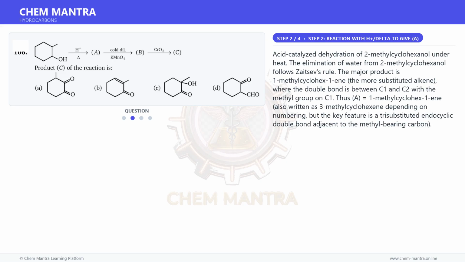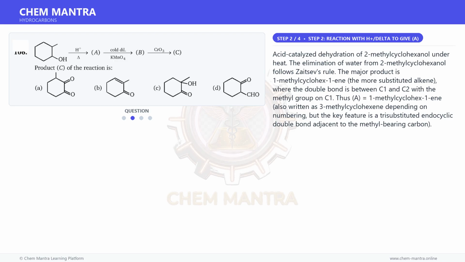Moving on to the next step. Acid-catalyzed dehydration of 2-methylcyclohexanol under heat. The elimination of water from 2-methylcyclohexanol follows Zaitsev's rule. The major product is 1-methylcyclohexene, the more substituted alkene, where the double bond is between C1 and C2 with the methyl group on C1.